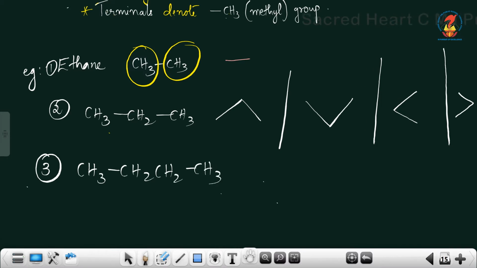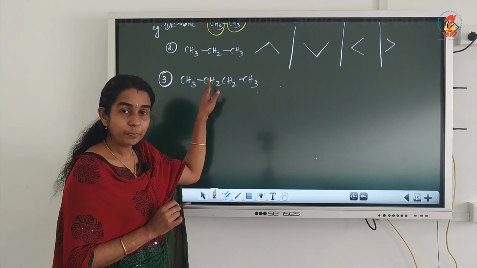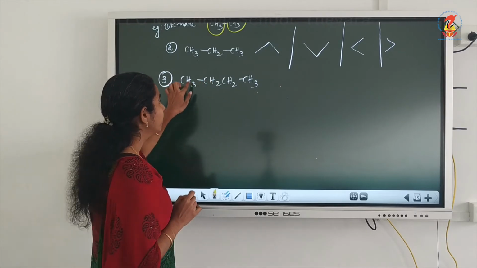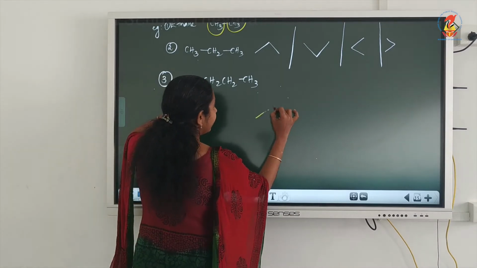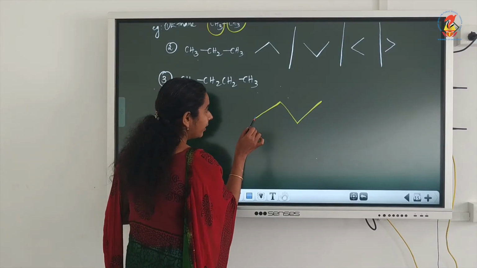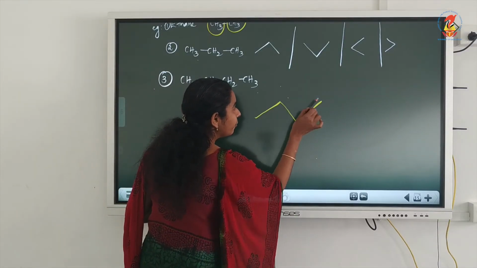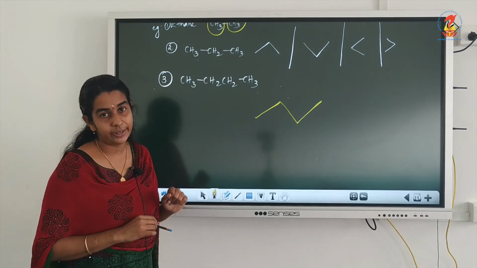How can we draw the bond line representation of butane? Yes, we cannot draw carbon and hydrogen. So we can draw only carbon-carbon bonds, isn't it? So how can we draw the first carbon to second carbon? It is single. Second to third, again single. Third to fourth, again single. So how many carbon atoms are here? 1, 2, 3, 4 carbon atoms, and all the 4 carbon atoms are singly bonded.